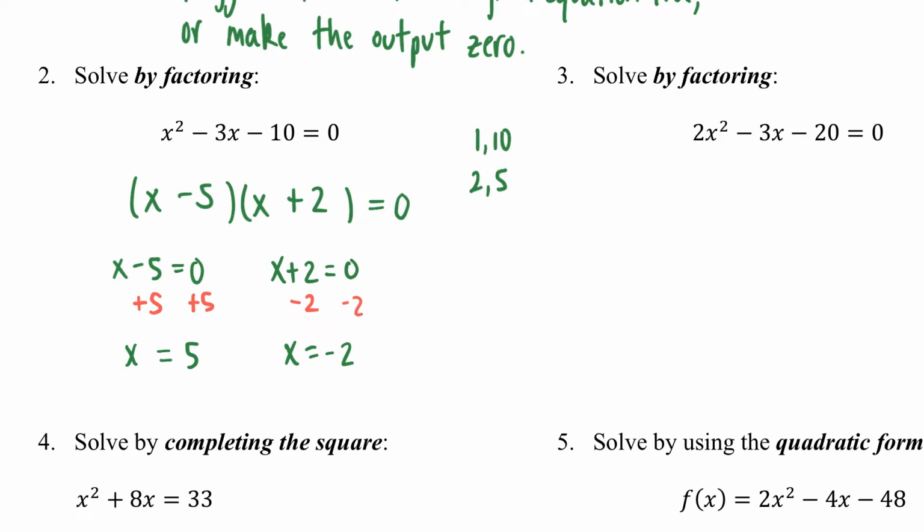Actually, let's go back here. So we'll say x, our actual answer is going to be x is negative 2 comma 5. We'll put those curly brackets on it. That would be our final solution for that.